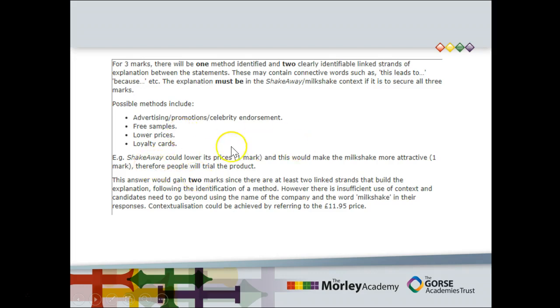Try and write in 3 distinct sentences. This example here isn't. It is one giant sentence. I would always try and avoid that and try and write in 3 separate sentences to make it very easy for the examiner to see that that's what you're doing.